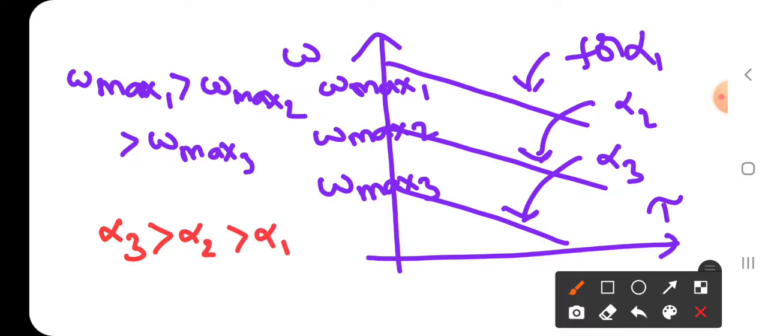Yes, these are the speed torque characteristics of the single phase fully controlled converter fed DC separately excited motor and shunt motor drive.